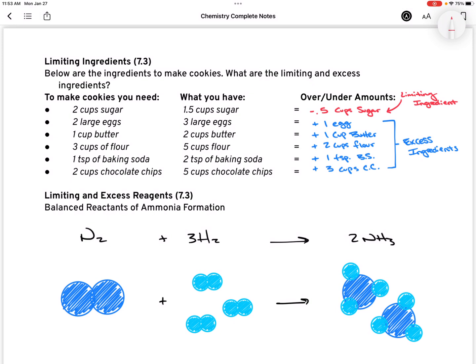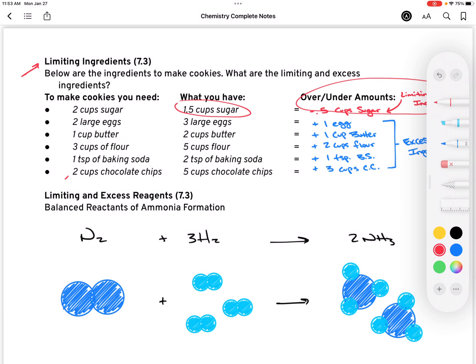This video is going to be focused on limiting reagents, okay? We're going to start off by looking at ingredients, like when we're baking a cake. Say we have 2 cups of sugar, 2 large eggs, 1 cup of butter, 3 cups of flour, and 2 cups of chocolate chips. These are the things we need to make cookies. But you'll notice that we're limited on one item, and that is sugar. The sugar is our limiting ingredient because we can't make the recipe as prescribed, since we're missing about half a cup. You can see that I've written it up above.